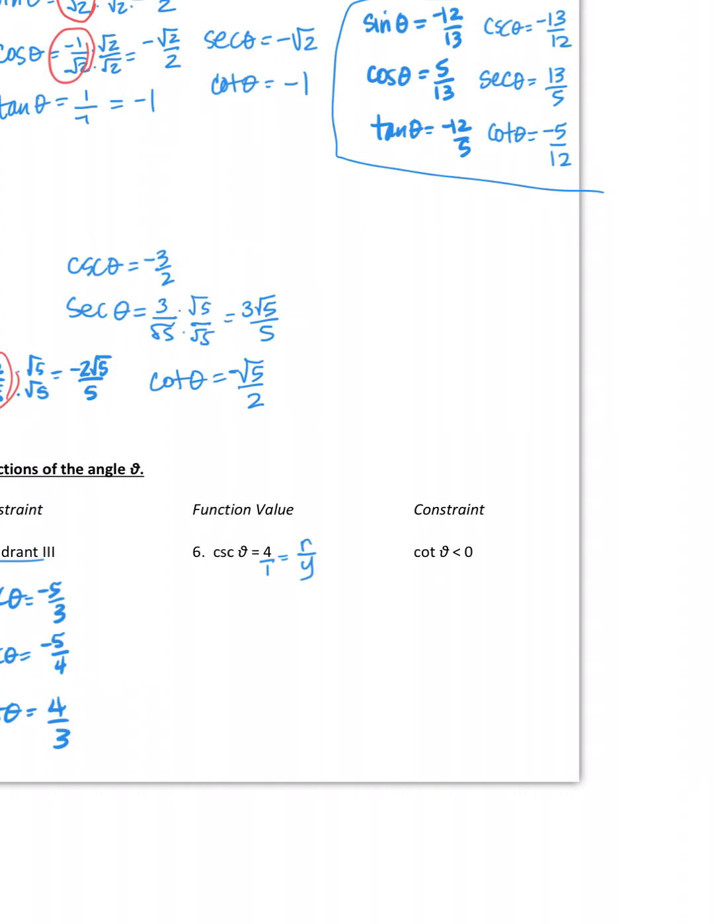Now it says here, here's our constraint. The cotangent is less than 0. That's fancy for the cotangent would be negative. That means your x and your y do not have the same sign. One is positive, one is negative. Well, I know if my cosecant's positive, that means my y is positive. So the x's must be negative in this case. So I'm looking at the quadrants and I'm deciding where is the x negative and the y positive. Well, that would be in quadrant 2. X's are negative, y's are positive, right? And that was my logic to get me there.